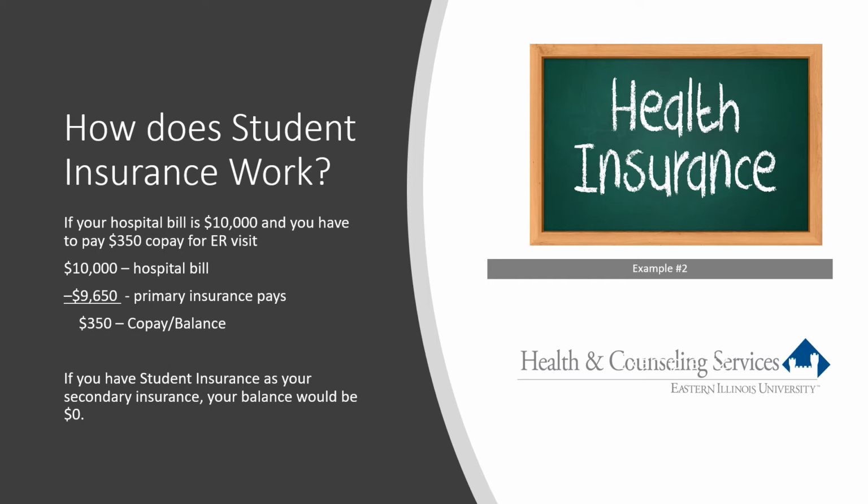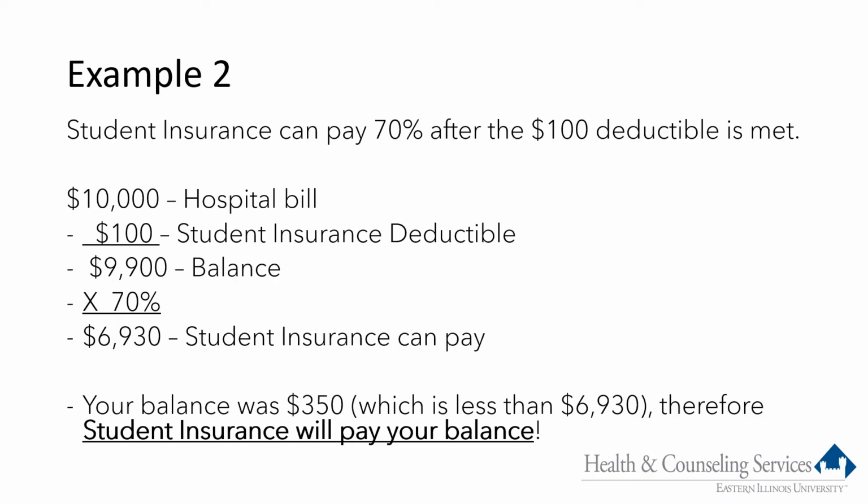Again, student insurance starts with the same first dollar as your primary insurance. So we see the $10,000 hospital bill. The primary paid the full balance, leaving only $350. With student insurance as your secondary policy, your balance again would be zero. Student insurance and your primary insurance would pay the bill in full.